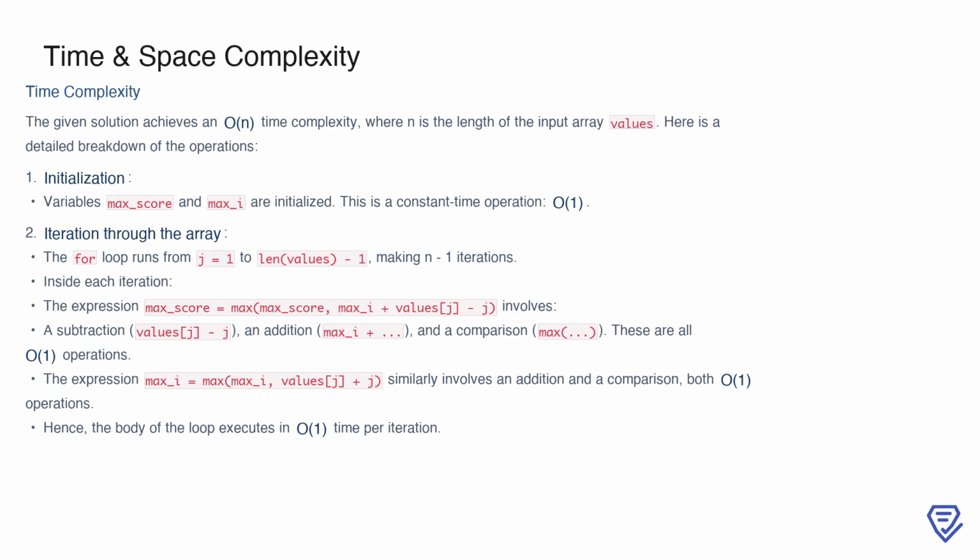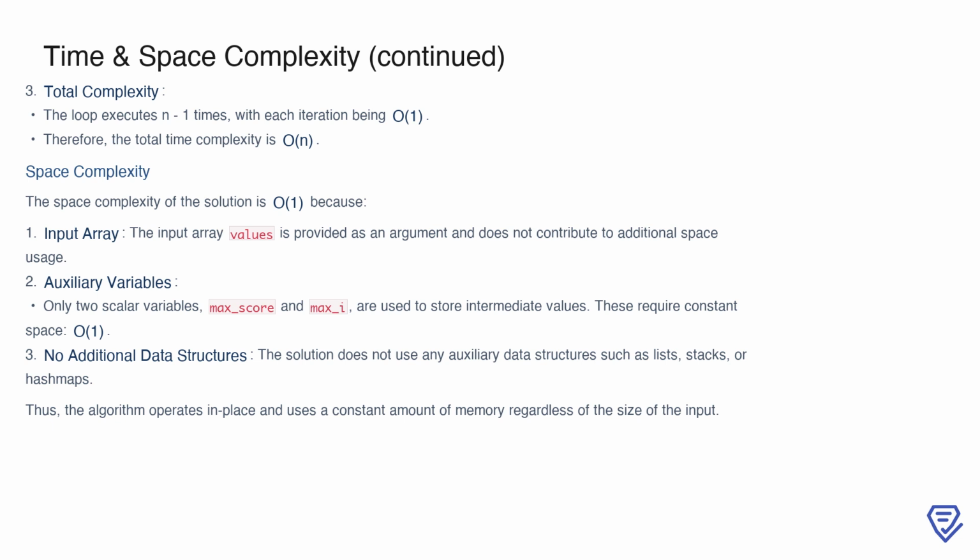Within each iteration, we perform a few arithmetic and comparison operations to update max_score and max_I. These include addition, subtraction, and a maximum comparison, all of which are O(1) operations. Since the body of the loop executes in constant time for each iteration, the overall time complexity of the loop is O(n), as it scales linearly with the size of the input array. By summing up the contributions, we can conclude that the total time complexity of the solution is O(n).